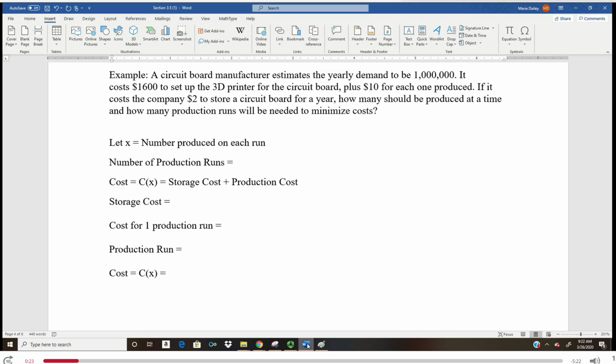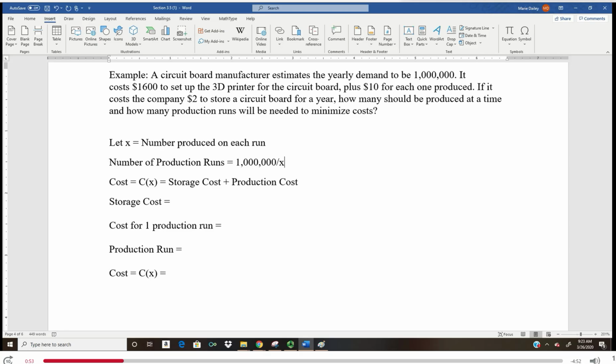So again, we're looking at minimizing the cost function. First thing we need to do is identify what our X needs to be. Our X needs to be the number of circuit boards produced on each run. The number of runs then is going to be the demand, which in this case is 1 million, divided by X. That's going to be the number of production runs.